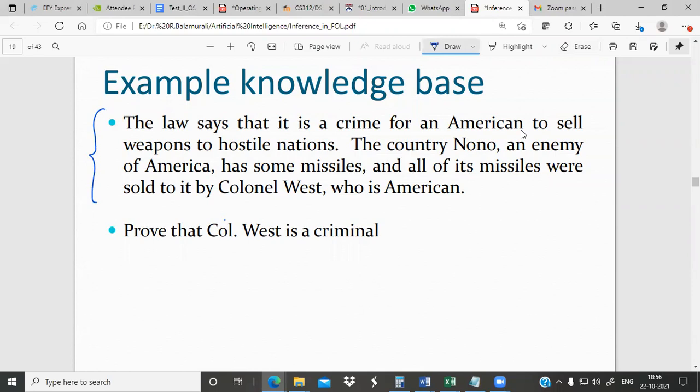order logic. Previously, if you recall, we have discussed forward chaining, backward chaining, and resolution for propositional logic. Now we are going to discuss the same concepts for first order logic. So this is the example we are considering.